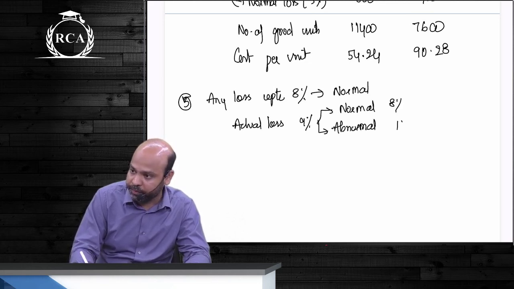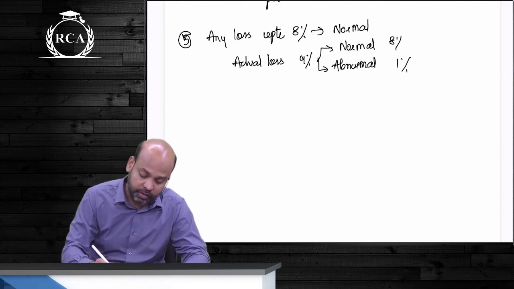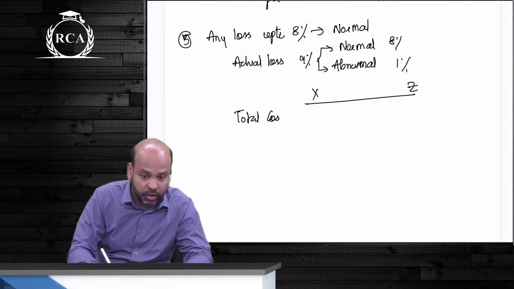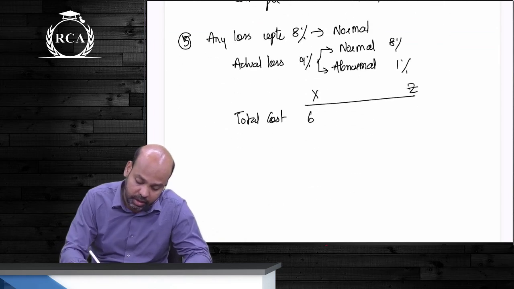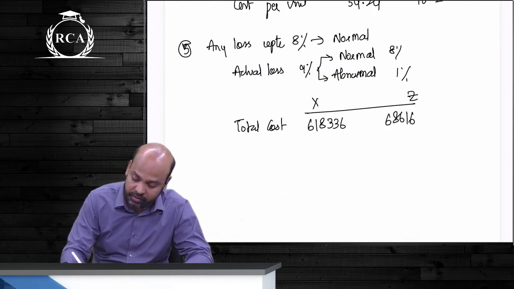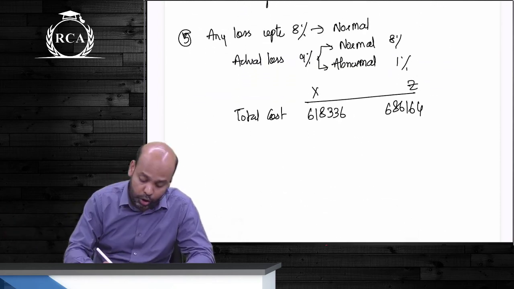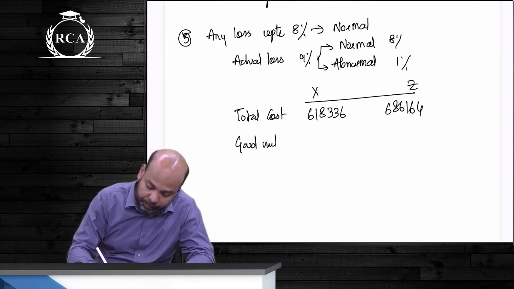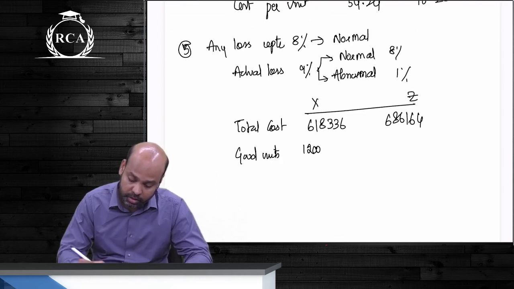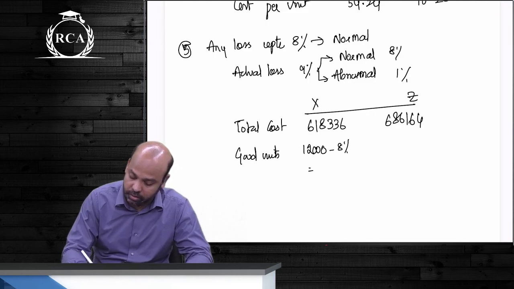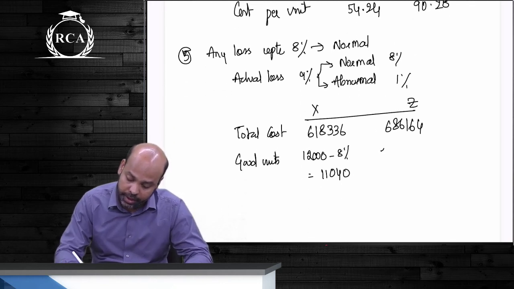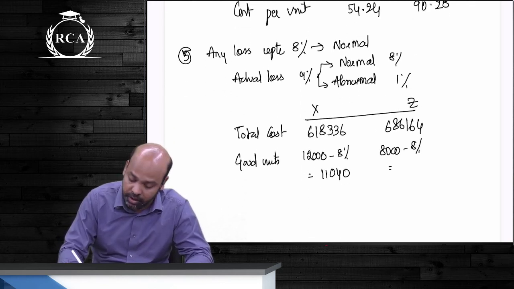Yes or no, guys? You will have to compute cost per unit, X and Z, guys. Total cost is not going to change. What is your total cost, beta? 6 lakhs 18,336 and 6 lakhs 86,164. ये तो change होने वाला है नहीं, बेटा. Your good units, guys, will now be 12,000 खरीदे थे ना, minus 8%, 11,040. This will be, beta, 8,000 minus 8%, 7,360.